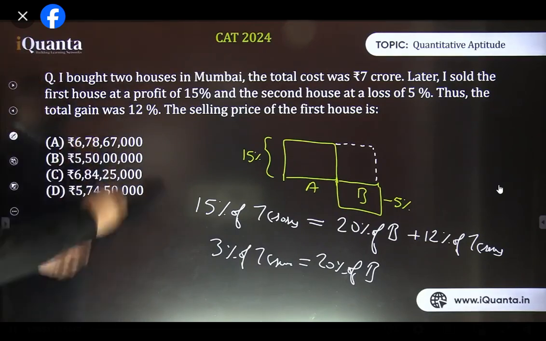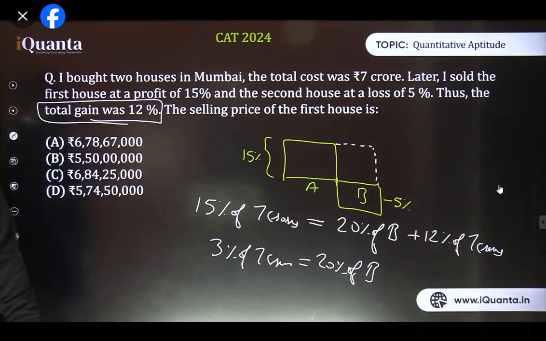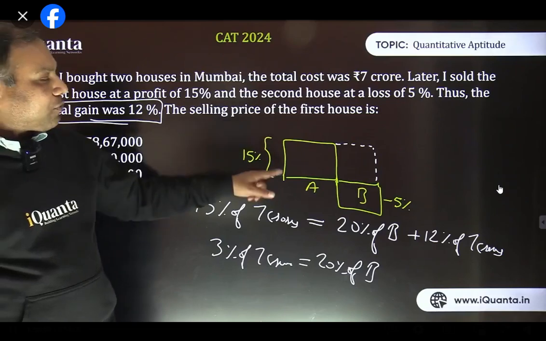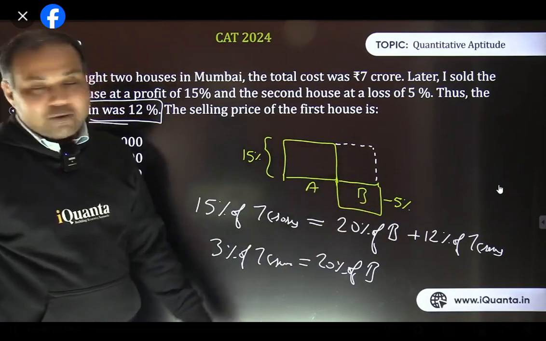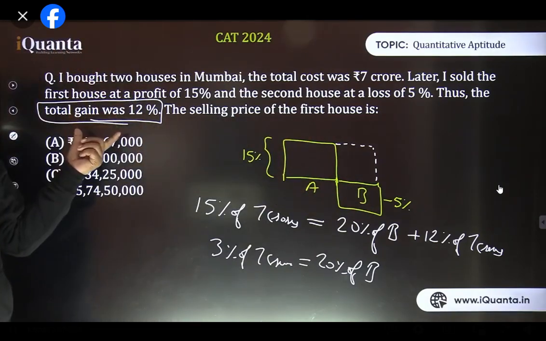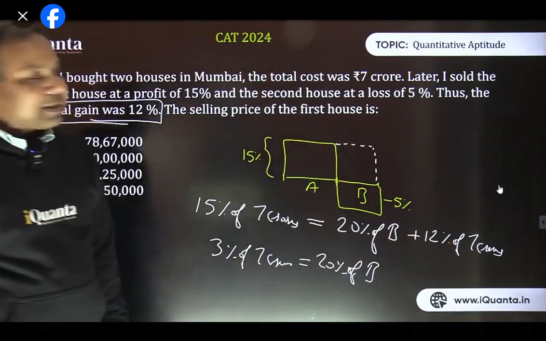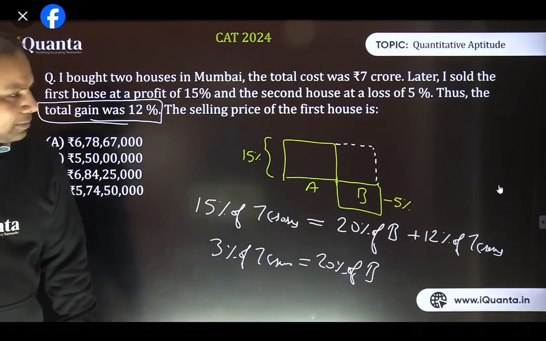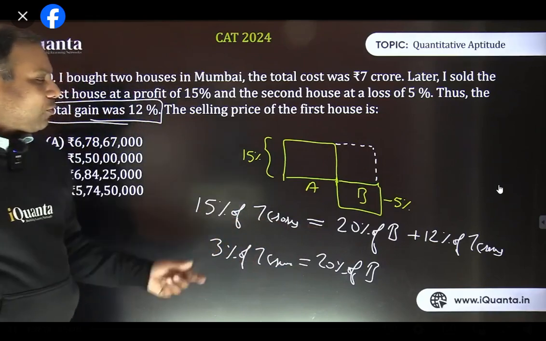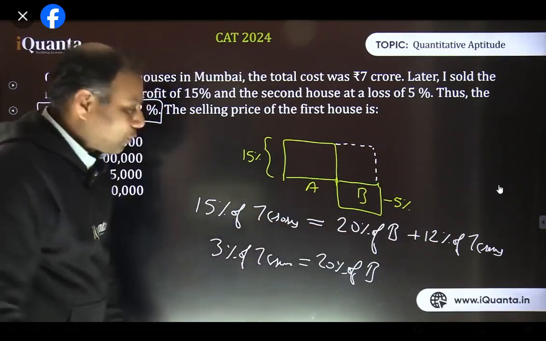Right? 12% is given. See here, 12% is given. In the original situation, when we are getting profit of 15% in the first house, 5% loss on the second house, in that case, overall profit percent is 12%, that is given. 12% of 7 crores. So 12% of 7 crores plus 20% extra price, that thing is equal to 15% overall. So from this equation, we can directly find the value of cost price of each of them.